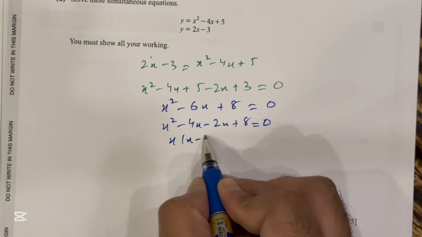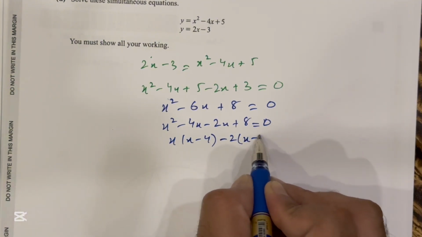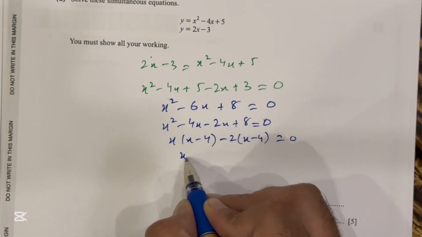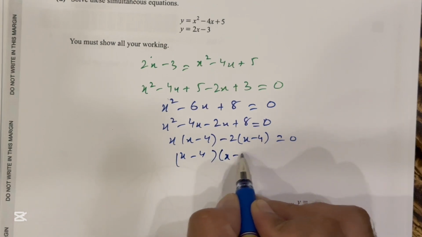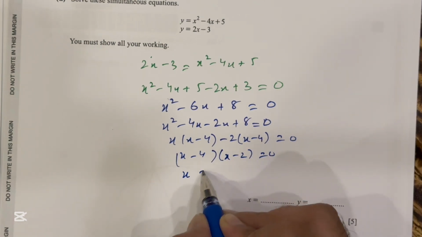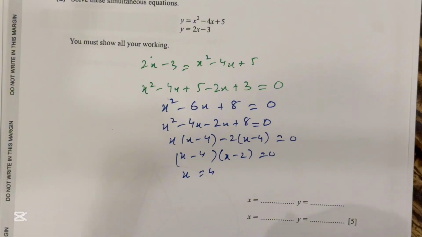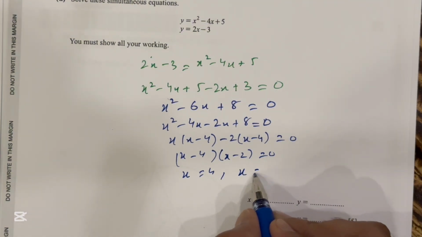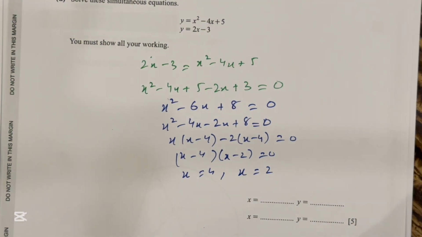Then take x as common, x minus 4, then minus 2x minus 4 equal to 0. Then x minus 4 and x minus 2 equal to 0. Then x is equal to 4 and x is equal to 2. So these two values are for the x.